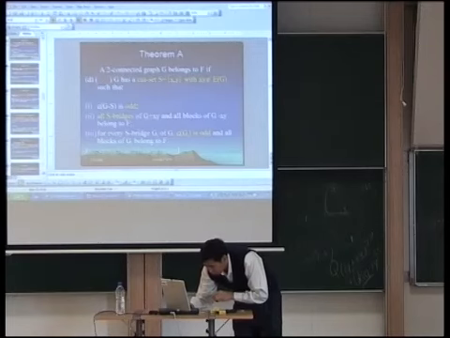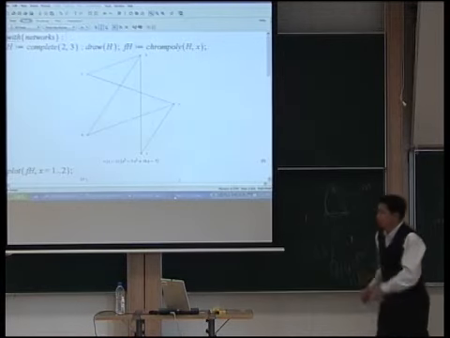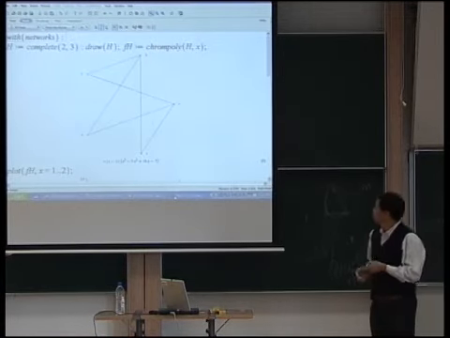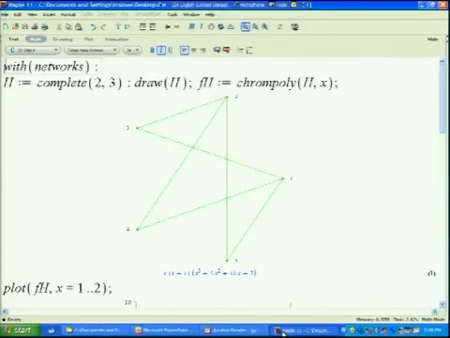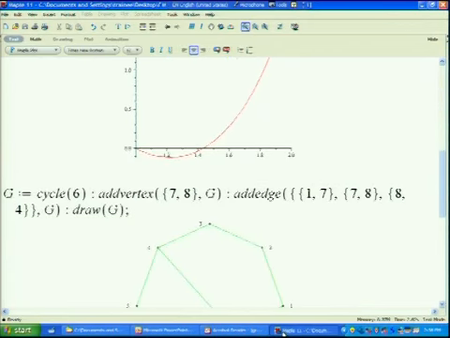There's a Maple file here. Now let's see. This is the complete bipartite graph K2,3. I use Maple to run through the process. You can see this bipartite graph has a zero between 1 and 2. It's about 1.4 something, right? And you see this complete bipartite graph.